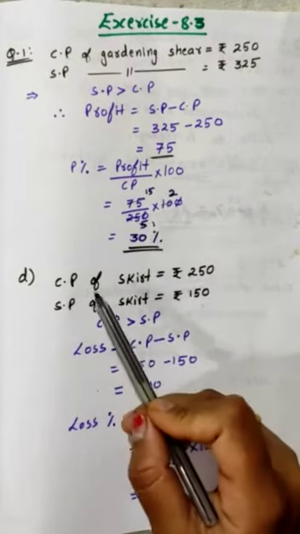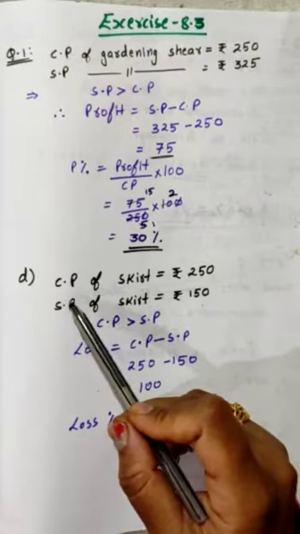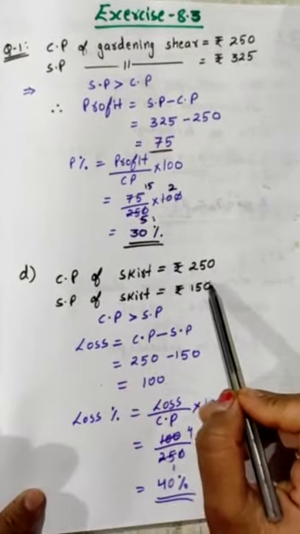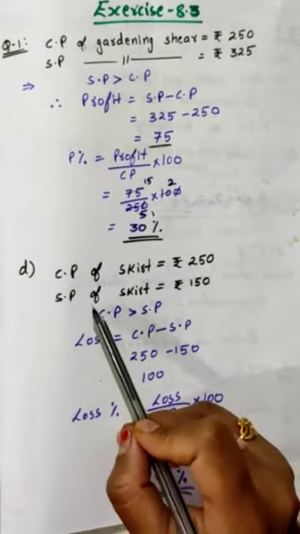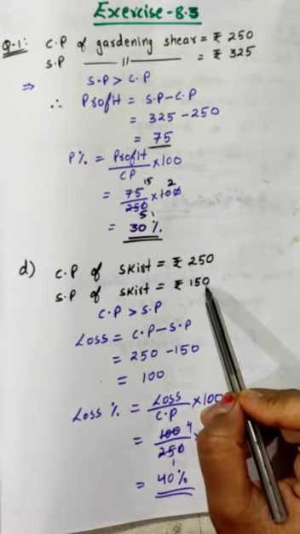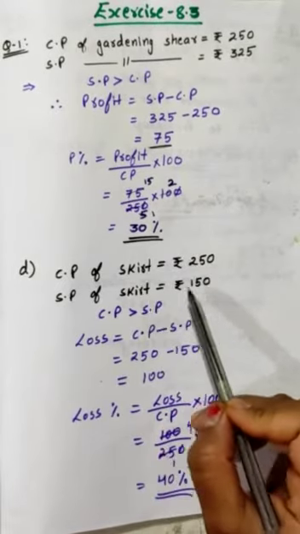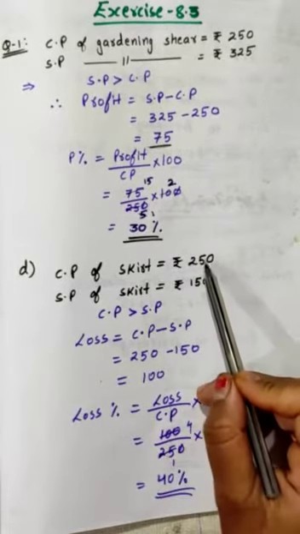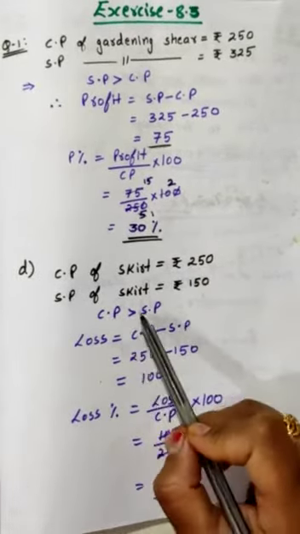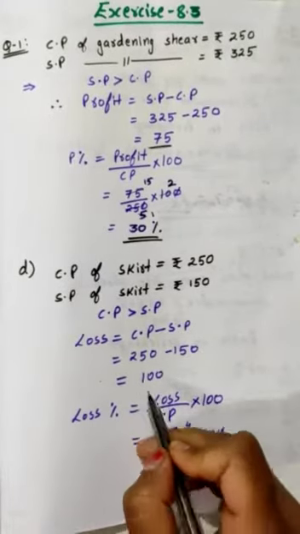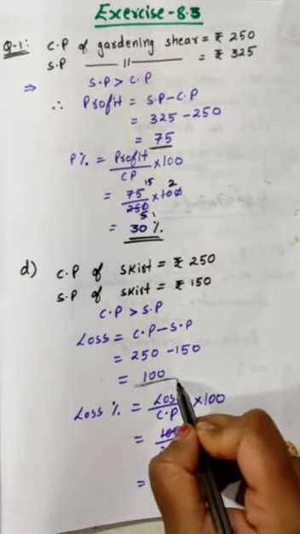Next, I'm doing the D part, where the cost price of a skirt is 250 rupees and its selling price is 150 rupees. A skirt was bought for 250, and when it was sold it was 150. So here you can see CP is greater than SP, so there is a loss. And what is the loss? CP minus SP, so 250 minus 150. The amount of loss is 100 rupees.